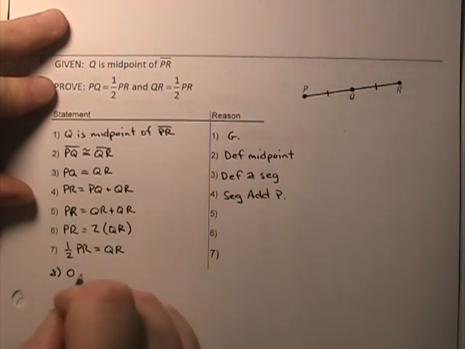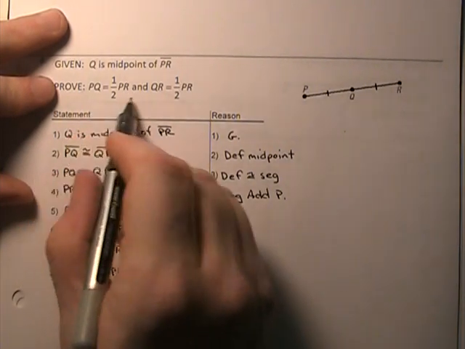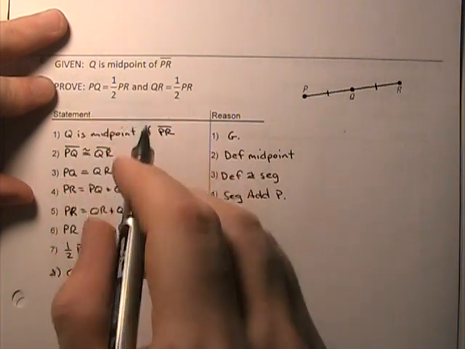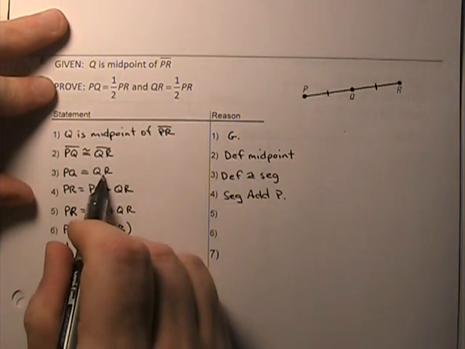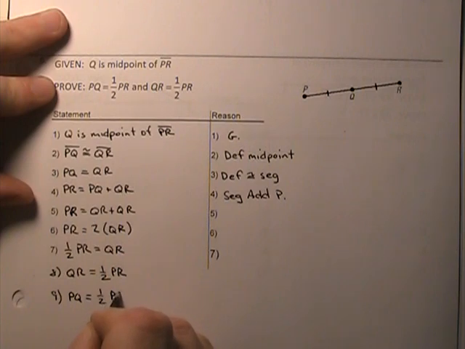So we'll need a step 8. QR equals 1/2 PR. I said I had to prove two things here though. So there's my QR. To get my PQ, I can just substitute in PQ for QR. So I can also say PQ equals 1/2 PR.